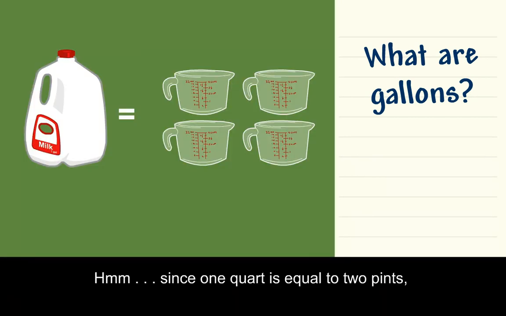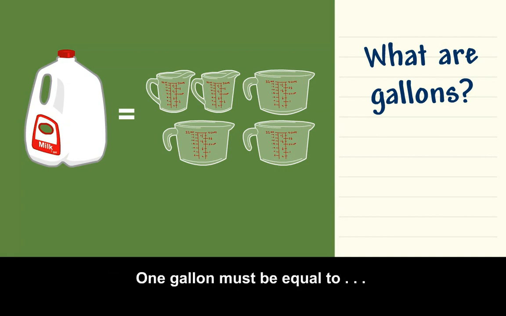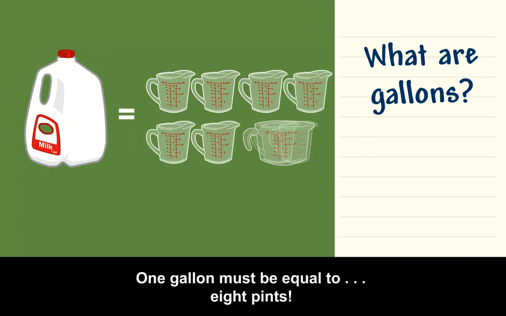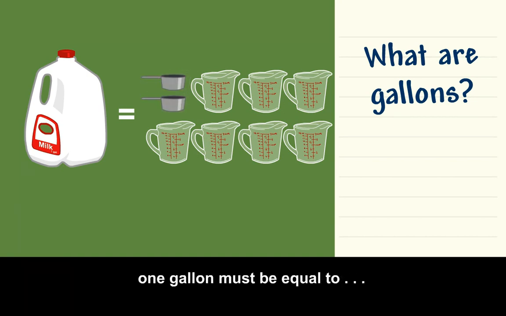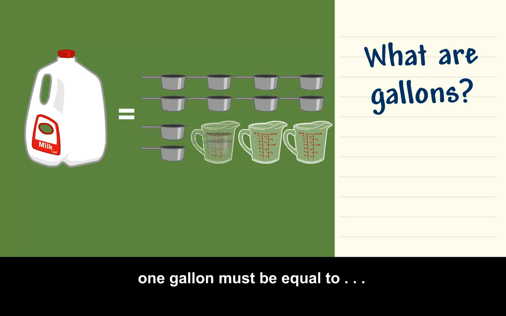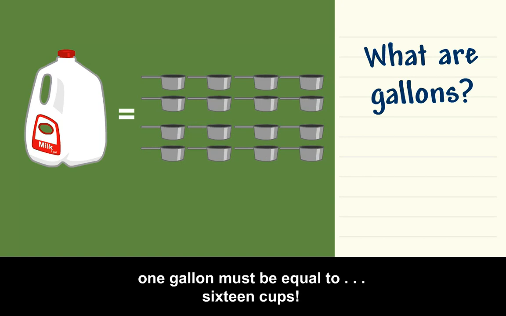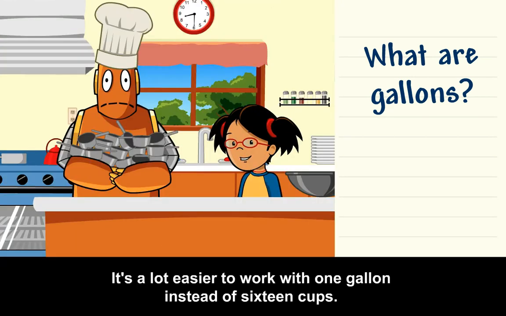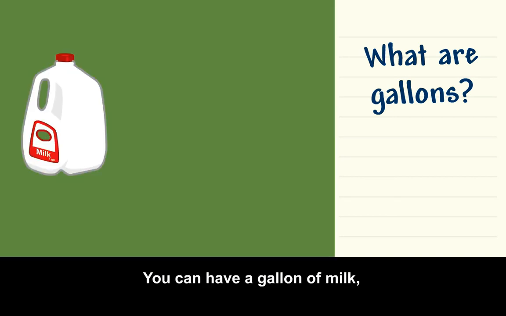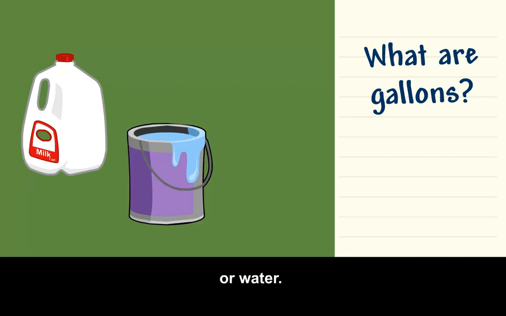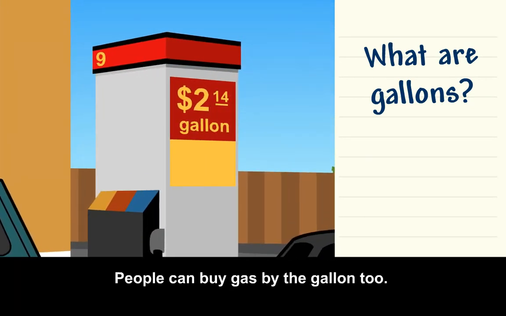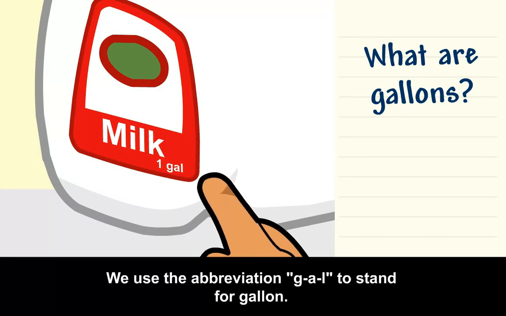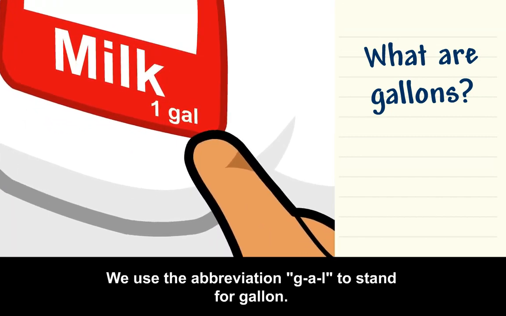Since 1 quart is equal to 2 pints, 1 gallon must be equal to 8 pints. Since 1 pint is equal to 2 cups, 1 gallon must be equal to 16 cups. It's a lot easier to work with 1 gallon instead of 16 cups. You can have a gallon of milk, paint, or water. People can buy gas by the gallon too. We use the abbreviation GAL to stand for gallon.